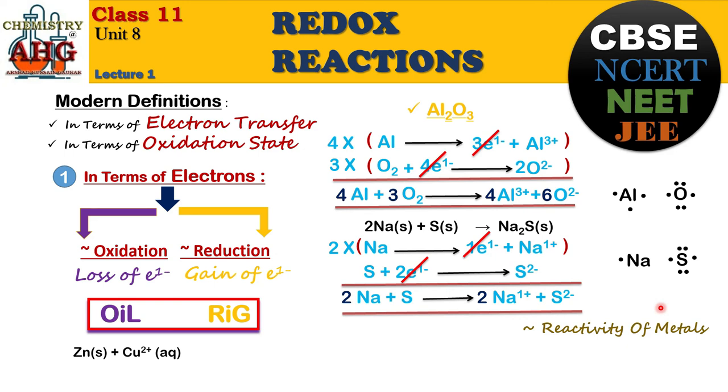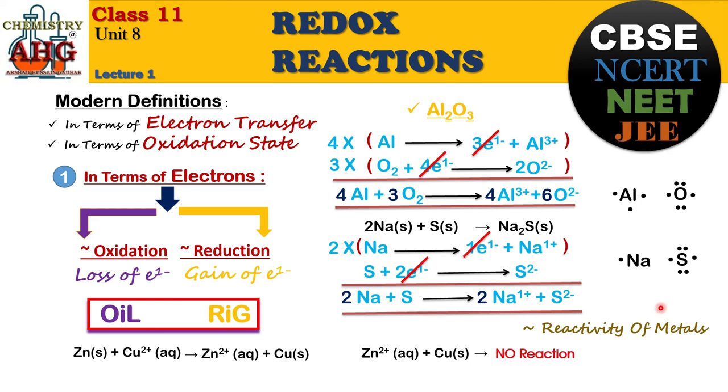Zinc will undergo oxidation. What is oxidation? Loss of electrons. So zinc will undergo oxidation, and copper will have to undergo reduction. But if you carry out the reverse reaction, if you take zinc solution and dip in reddish brown copper metal, what will happen? In the first case, zinc is oxidized and copper is reduced. But in the second case, no reaction is possible.